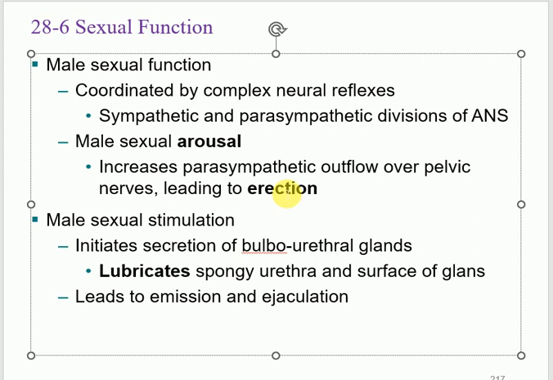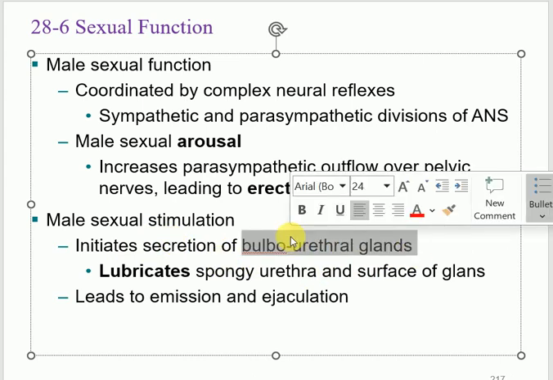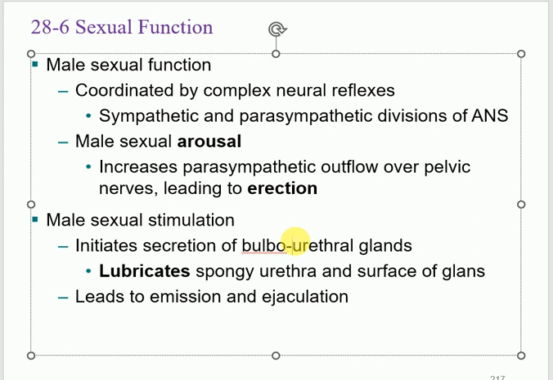During the sexual stimulation, also the bulbourethral glands, remember these glands we talked about: the seminal vesicle, that's one, prostate, that's two, bulbourethral, that is three. It's between the bulb and the urethra. And this is going to start to secrete a little bit of secretions. These secretions will lubricate the spongy urethra, but also lubricate the glans. When the glans is lubricated, that will facilitate the sexual intercourse.